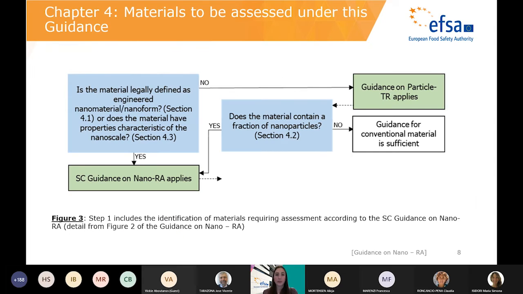Let's start with chapter 4. So, which are the materials to be assessed under this guidance? As said before, if the material falls under the scope of this guidance, the guidance should be applied. Otherwise, the guidance on particle technical requirements should be applied. If the material then contains a fraction of nanoparticles, the scientific guidance should be applied in any case.